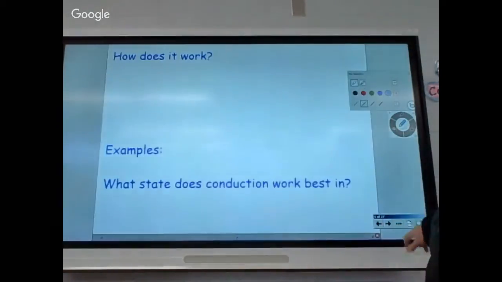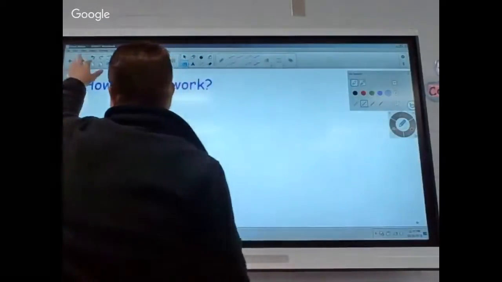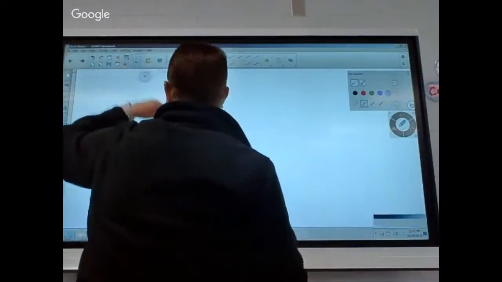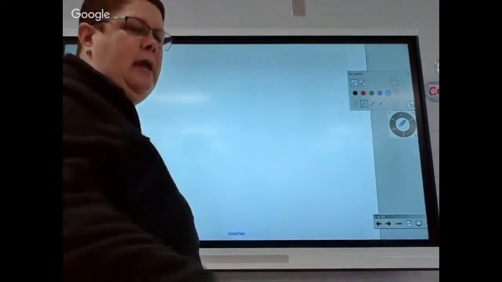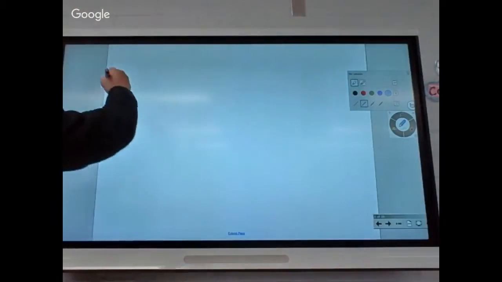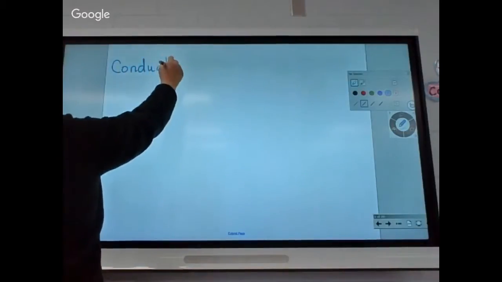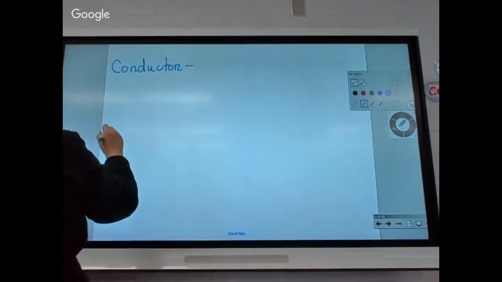All right, that's not what I want. So I need to add a board here. This is what I want you to write on the back. Y'all talked about a conductor and an insulator.